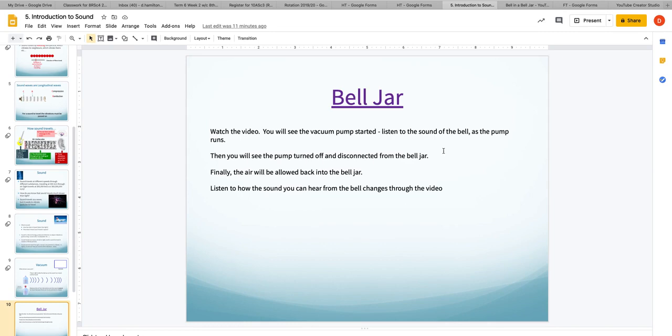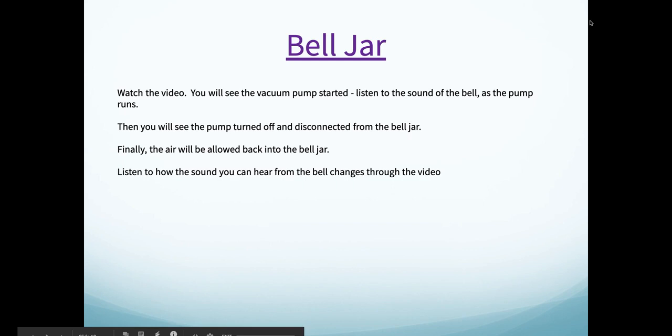So, hopefully in watching that video, you saw that as the pump ran, the sound of the bell got less and less noticeable. When he turned the pump off and disconnected it from the bell jar, you could barely hear the bell at all.